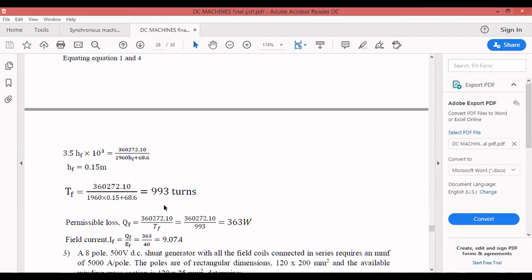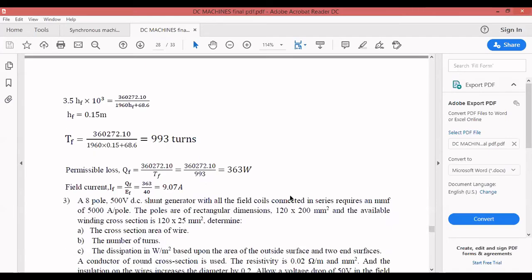So TF is equal to how much now? 993 turns. Then finally you can calculate the field current. IF is equal to QF by EF. So how did you get this formula? I said earlier, QF is equal to IF square RF. From that I can get this formula. Nothing but power by voltage, permissible loss by voltage. IF is equal to QF by EF.